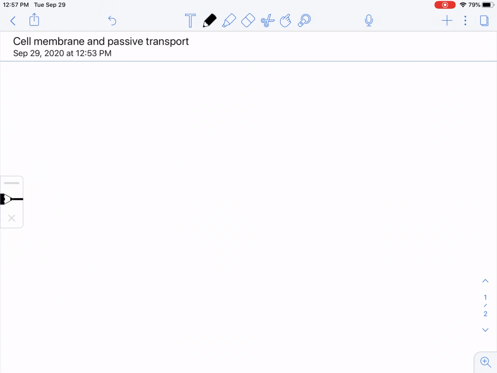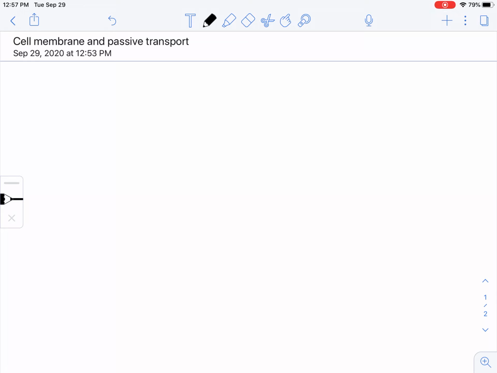Okay, we're going to get going on our next topic. The next thing we're going to start talking about is the cell membrane and transport within the cell membrane. Hopefully you remember that when we just talked about organelles, one of the organelles we did discuss was the cell membrane, and its job is to control what goes in and out of the cell.